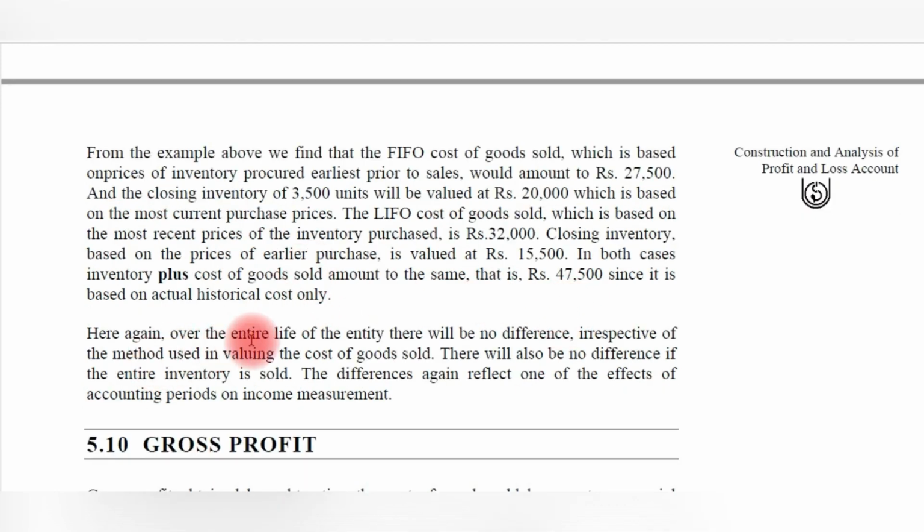Over the entire life of the entity, there will be no difference irrespective of the method used in valuing the cost of the goods sold. The only difference will arise in the accounting period. During that accounting period, when the prices are rising, if the first in first out method is followed, then the cost of the goods will be less. If the last in first out method is followed, the cost of goods will be more. This will affect the gross profit.